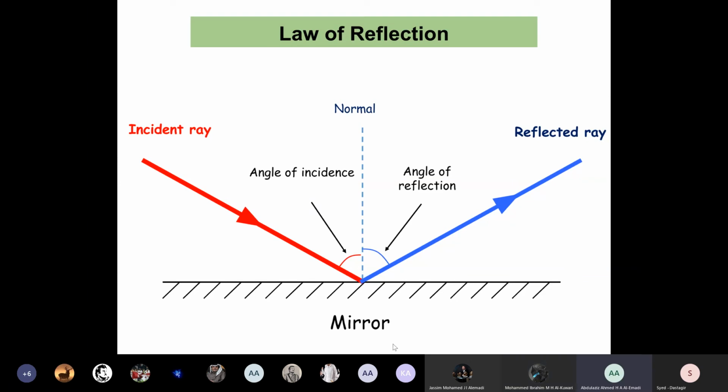The light is traveling towards the mirror. It's called the incident ray. Then the blue line is the light traveling away from the mirror. It's called the reflected ray. Okay. Anything else? No, that's it. That's it? Okay.